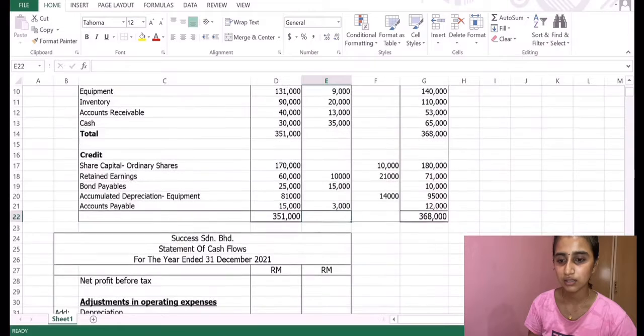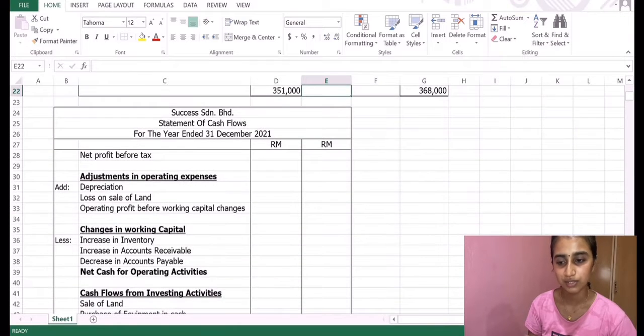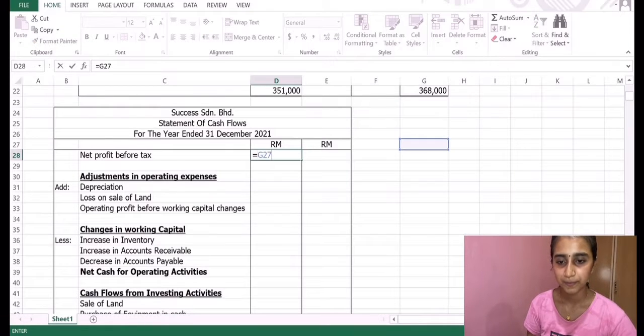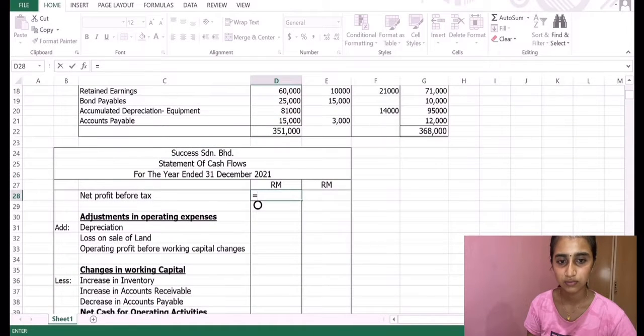Okay, after we are done with the worksheet, we can proceed to the statement of cash flow. First, net profit before tax, we can take the value from the worksheet. Then for adjustment in operating expenses, first depreciation. The depreciation value we get from the difference in accumulated depreciation of equipment.